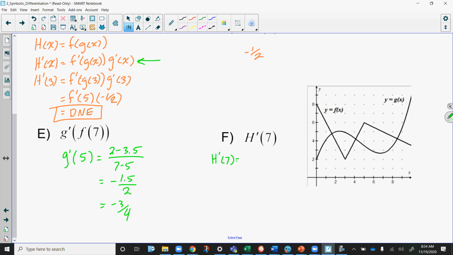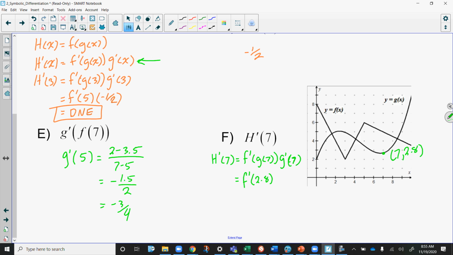H prime of 7, here I'm going to get f prime of g of 7 times g prime of 7, and let's see what we wind up getting. So for f prime of g of 7, here's 7, and here's g. We have that point right there. Now it's not an integer value, and this is one of the issues we're going to have to deal with here. What is the y value there? I'm going to say it's at about 7 and 2.8, because it's not all the way to 3, but we'll go with that one. So g of 7, we'll say, is going to be 2.8.